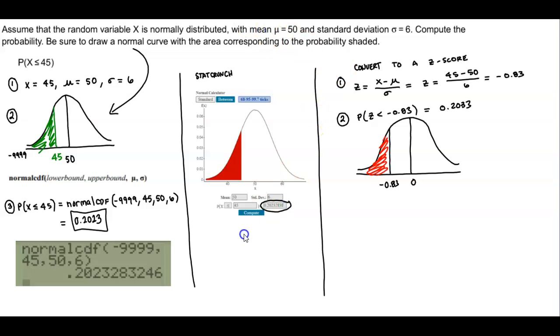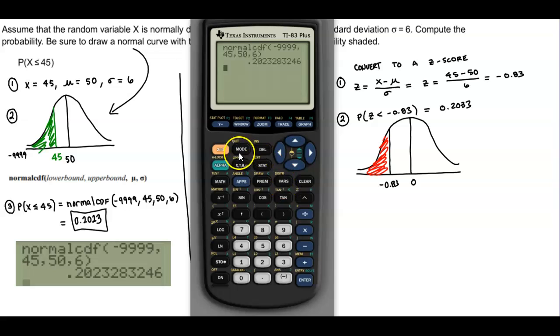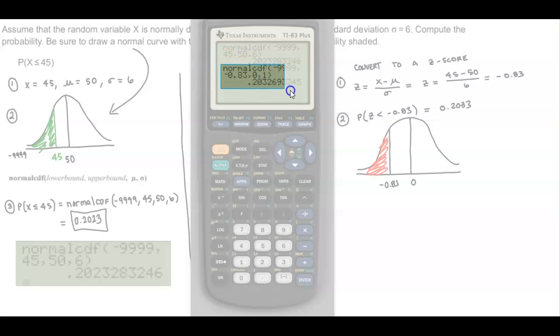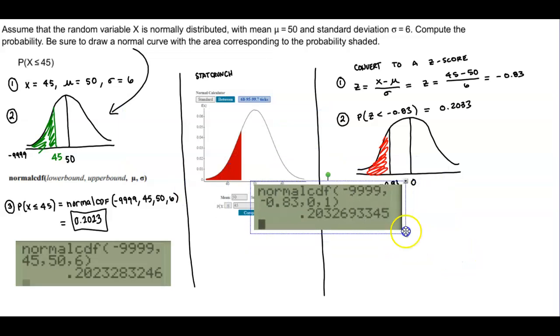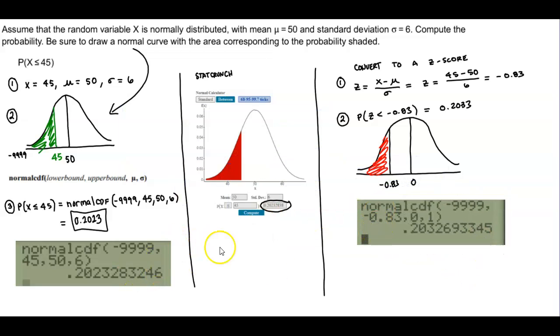So again, let's just take a look at what this would look like on the calculator. If we put in second, again, distribution, let's go to normalCDF. And so now we're still going to put in negative 9999. And then now we're going to use negative 0.83, with a mean of 0 and a standard deviation of 1. Again, we should get the same area that we got here. If you round it to 4 decimal places, you can see that it's a little bit different than what you got over here. So it's really important to make sure that you pay attention to what the question is asking.